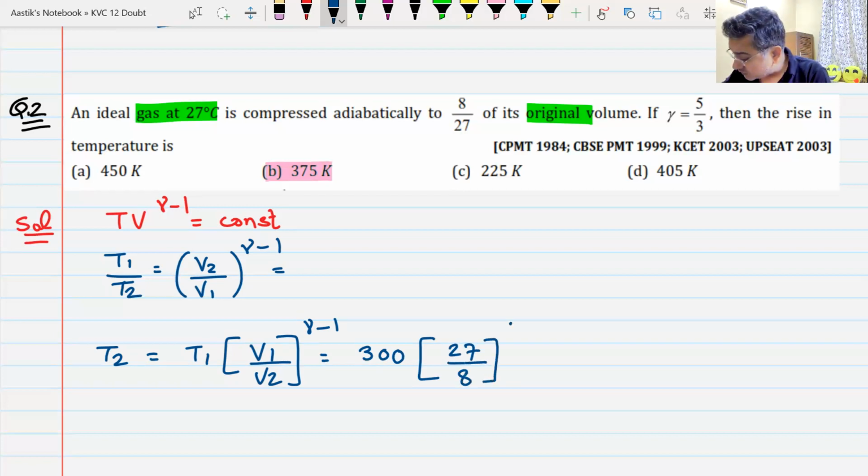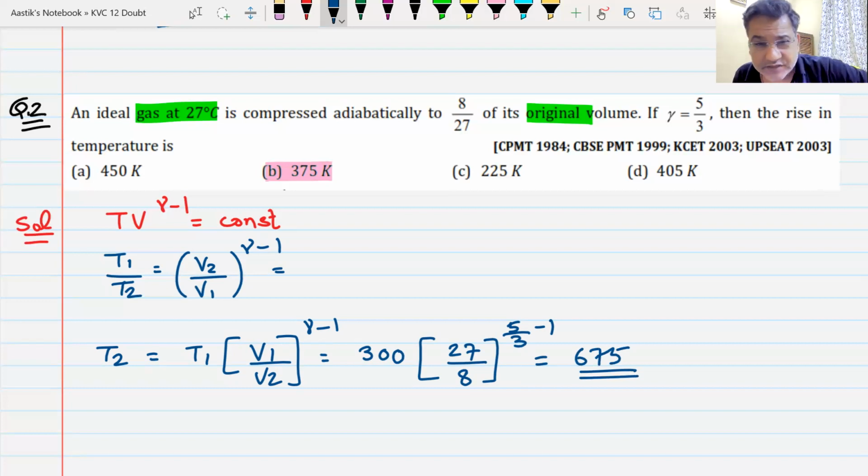So these are the small things. The only reason I am giving you this question is because you have to understand these ratios and when it is inward and when it is outward. Now when you put the value, you will get the answer as 675 Kelvin, but they wanted you to find out the change in temperature. So it is 675 minus 300 and you land up with 375.